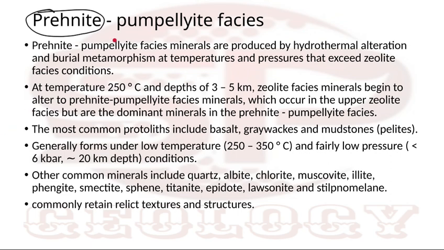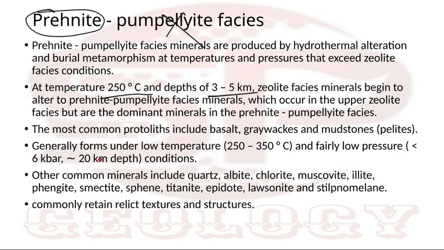So in the case of the lower prehnite-pumpellyite facies, there is no pumpellyite. Only prehnite is there, which is transformed from the zeolite facies. The temperature is above 250 degrees Celsius, and the depth is 3 to 5 kilometers.